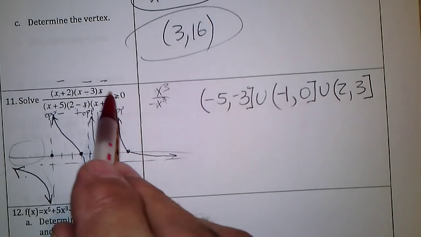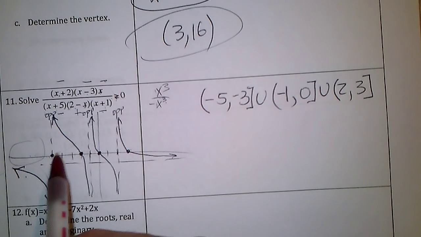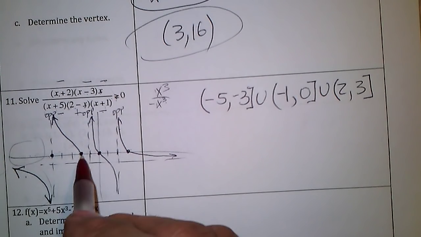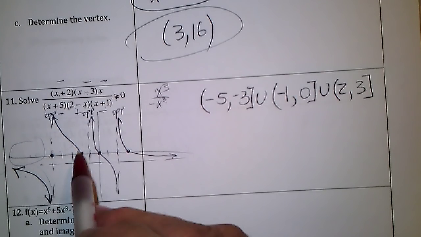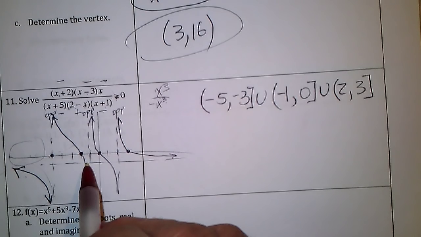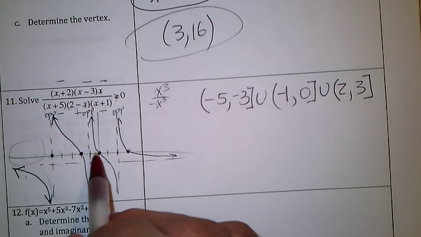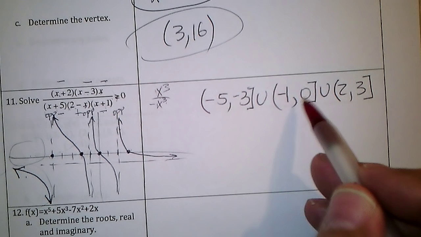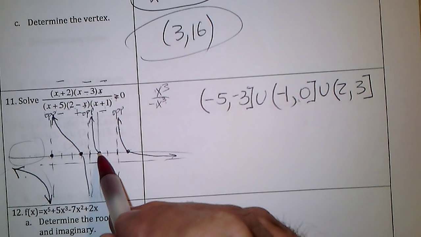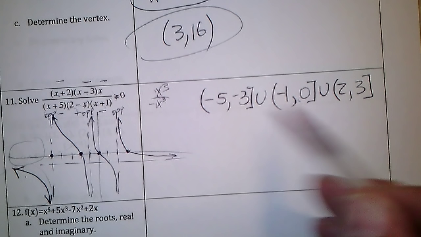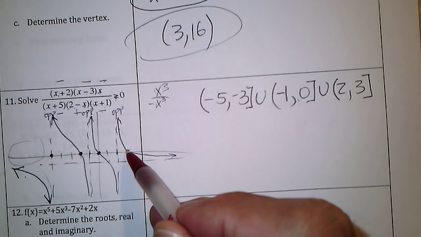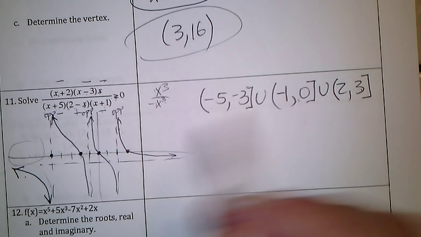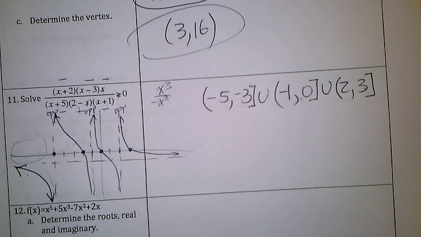We don't want negatives. If you check between -5 and -2, you'll see that it's positive. If you check between -2 and -1, you'll find out it's negative. Between -1 and 0, you'll find out it's positive. And between 0 and 2, you'll find out it's negative. So we don't want that section. And then from 2 to 3, we find out it's positive. And after 3, it's negative.